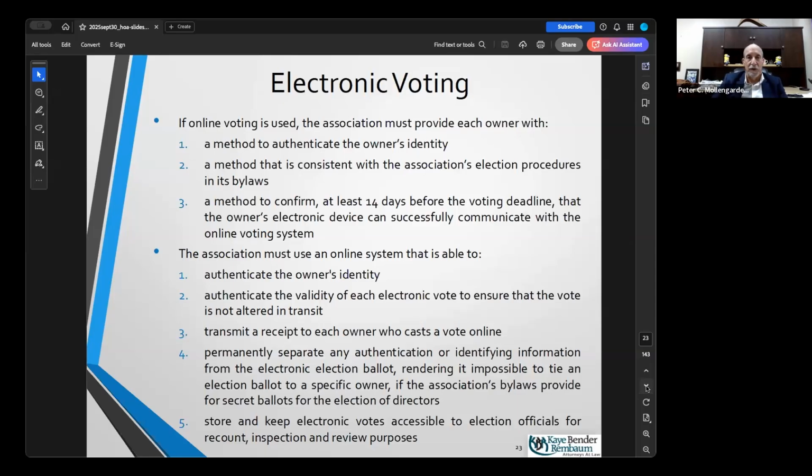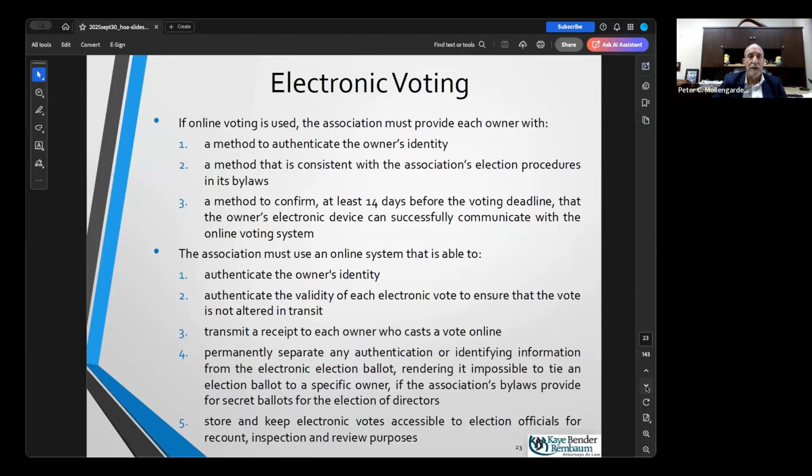If you're using online voting, then the association must provide each owner with a method to authenticate the owner's identity, a method that is consistent with the association's election procedures and its bylaws. We'll get to that down the line here. A method to confirm at least 14 days before the voting deadline that the owner's electronic device can successfully communicate with the online system.